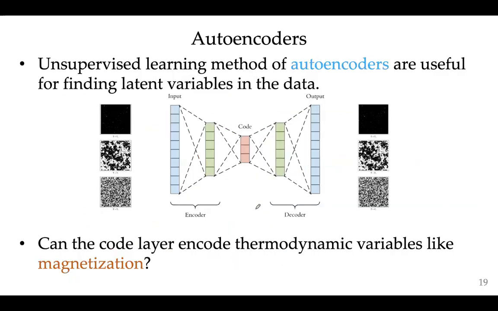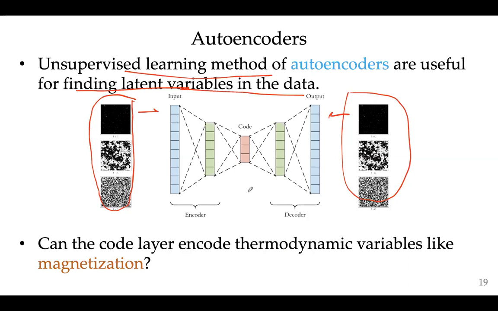Okay, let's move to autoencoders. Autoencoders are unsupervised learning methods. They're useful particularly for finding latent, meaning hidden, variables in the data. What you do is typically train this. This is unsupervised. There's no label, so for training data, whatever you use for inputs, you also use for outputs, the same data.